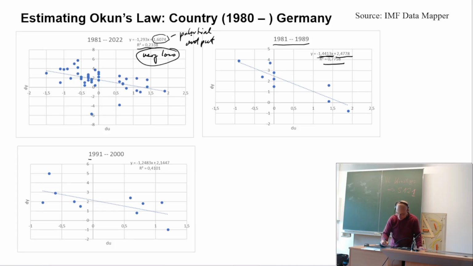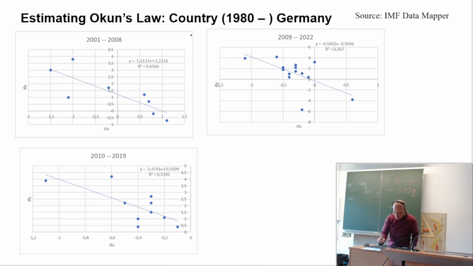Well, if we go then after reunification, then we see also that the potential growth goes down, and also our coefficient of determination is only half of the value of this period. So of course this was also a time in the economic situation of Germany where many things have changed, and we are not that surprised that we have here a period where we do not have directly such a classical dependence between unemployment and economic growth. Then the period from 2001 to 2008, again a higher R squared, but even potential growth went down.